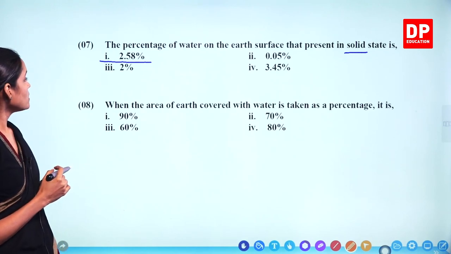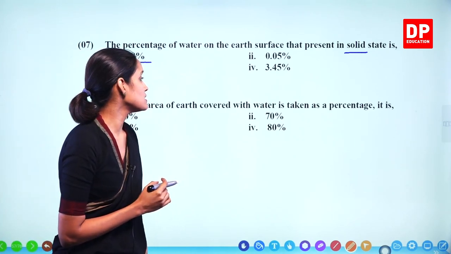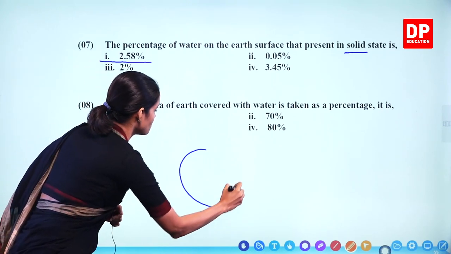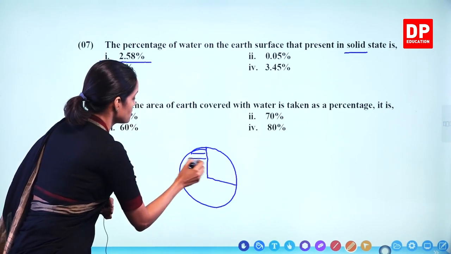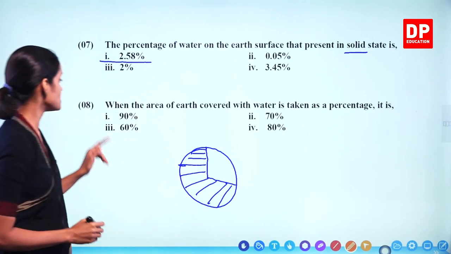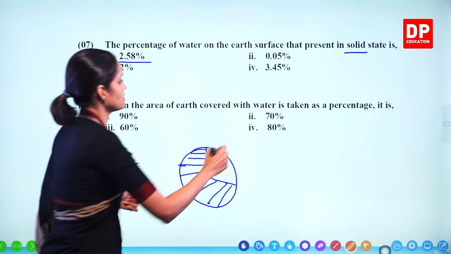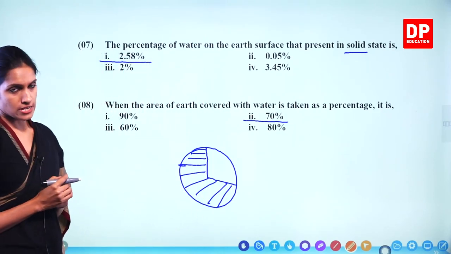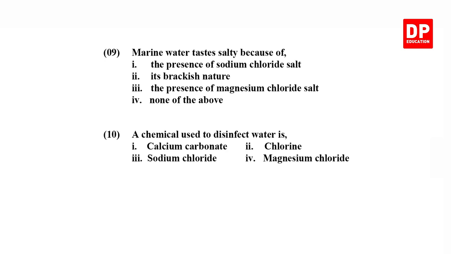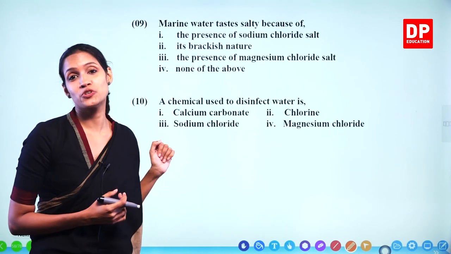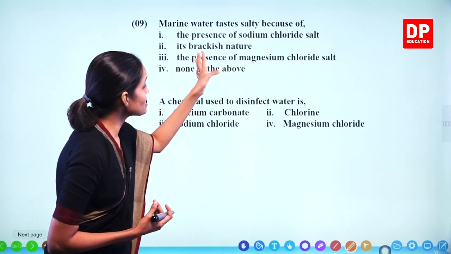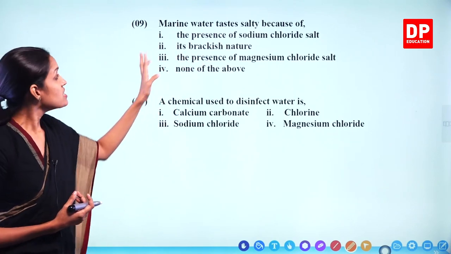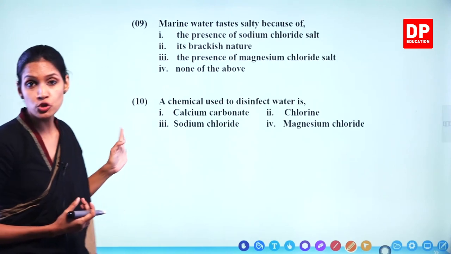And the next one, when the area of earth covered with water is taken as a percentage, do you remember? We drew a circle, more than 70%. More than 70% of earth is covered with water. So what is the answer? 70%. Understand? Number 9. Marine water tastes salty because of the presence of salt. Okay? The presence of sodium chloride salt. That is the answer. We will go through the rest. Its brackish nature, the presence of magnesium chloride, none of the above. Answer is number 1, the presence of sodium chloride salt.